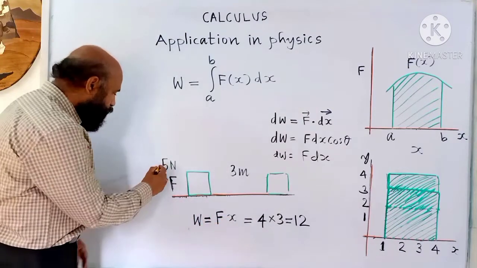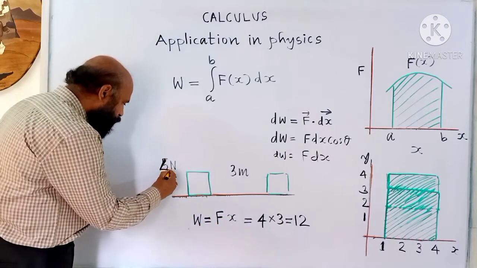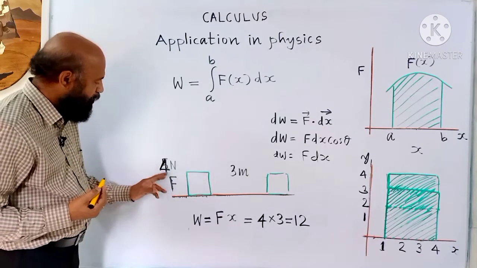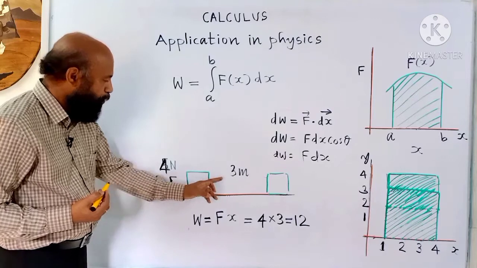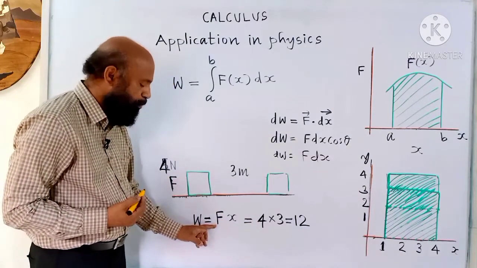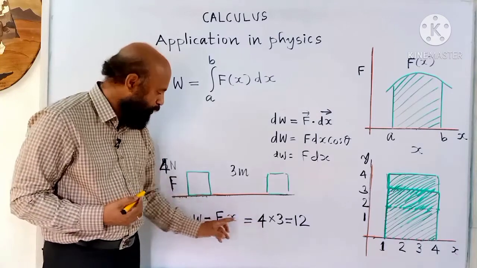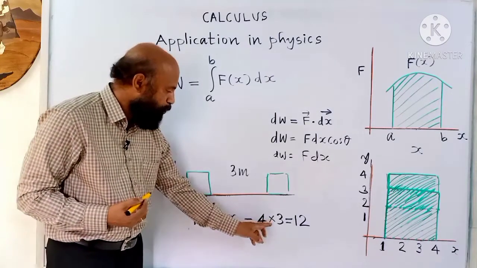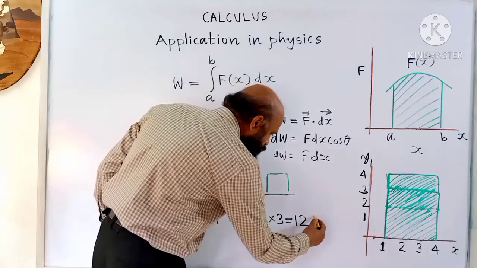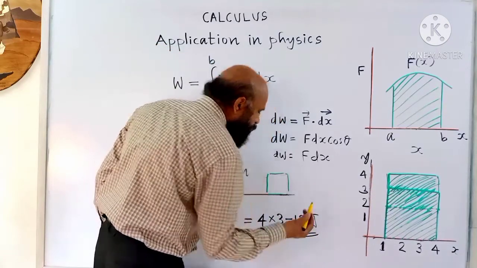Suppose a force of 4 Newton is acting on a body and the body moves through 3 meter. Now W is equal to F into x, so force is 4 Newton into 3, 4 into 3, 12. Work is measured in joule, so 12 joule.